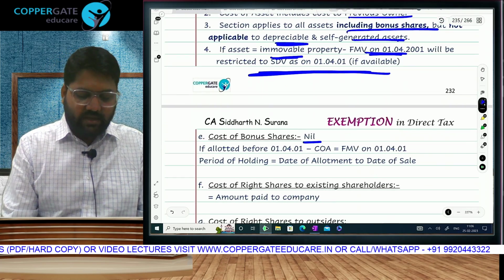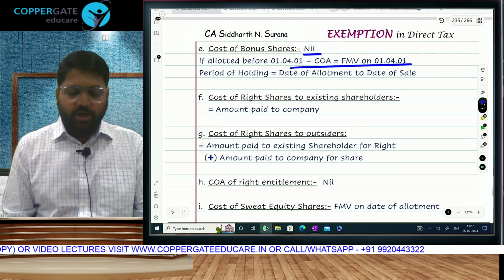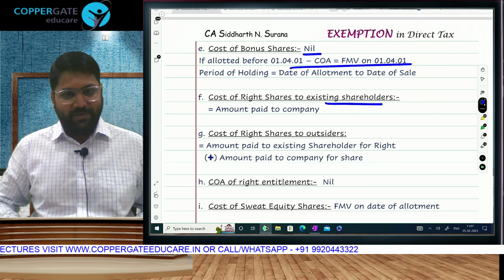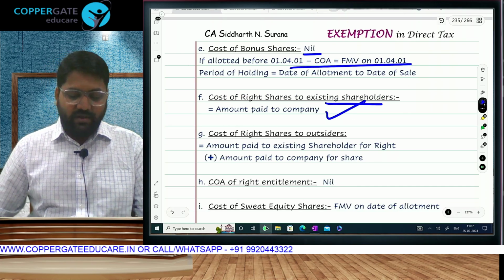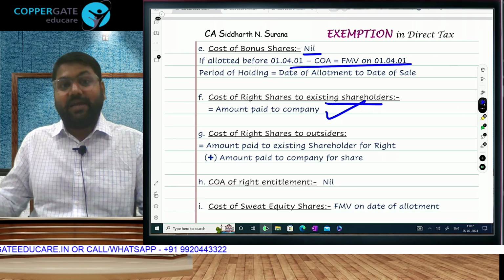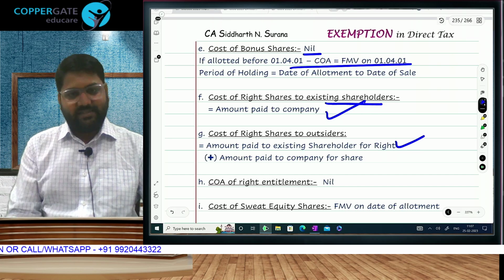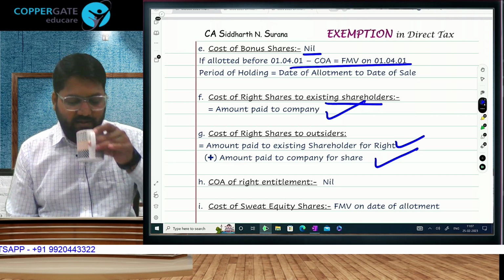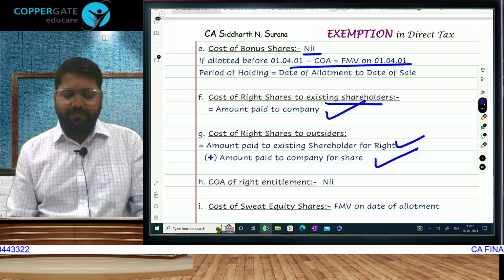Cost of bonus shares is 0, but as we already discussed, the FMV option is going to be given. Cost of right shares to the existing shareholder: they have to buy, like Adani offered people a further issue. So whatever you pay to the company is going to be the cost of the right share. But what about the cost of right shares to the outsider? Because the outsider has to first purchase the right from the existing shareholder. So paid to the existing shareholder for the right plus paid to the company for the share, that total will be treated as the cost of right shares for the outsider.